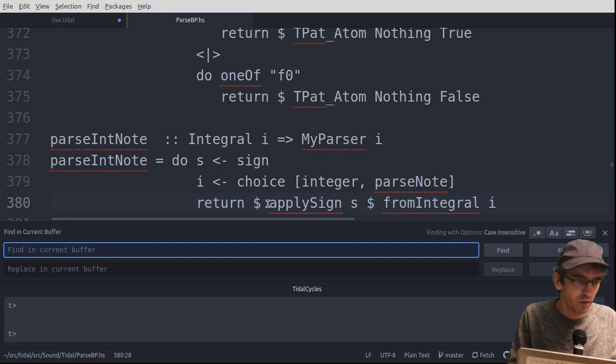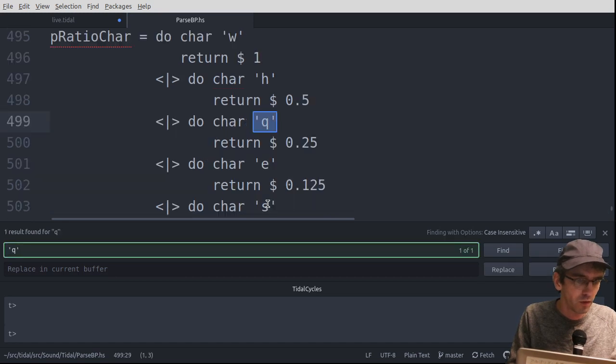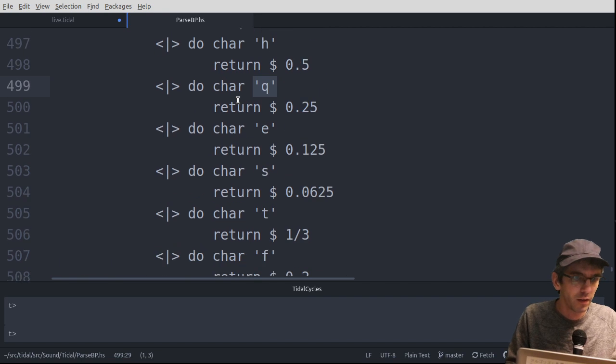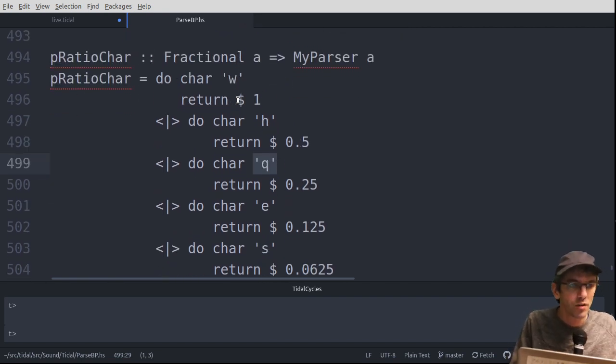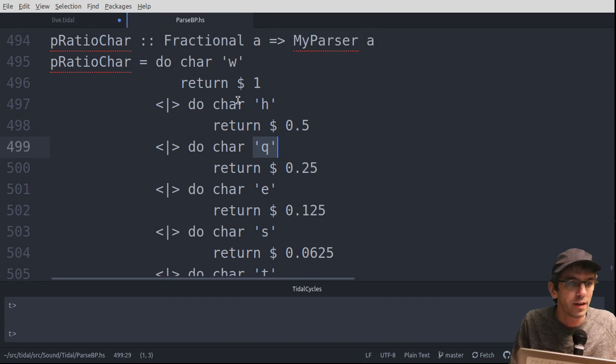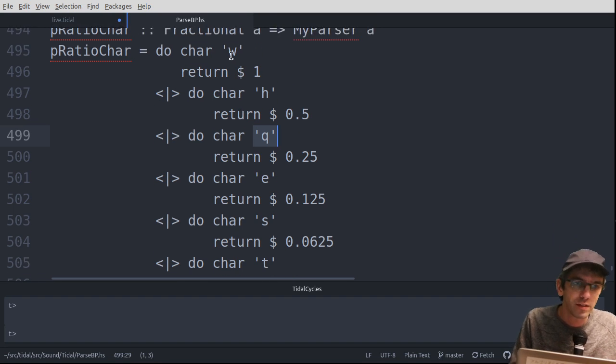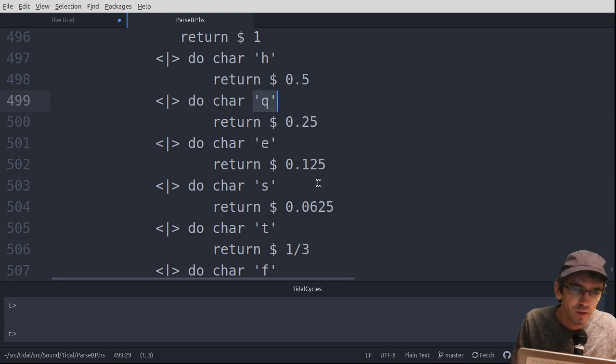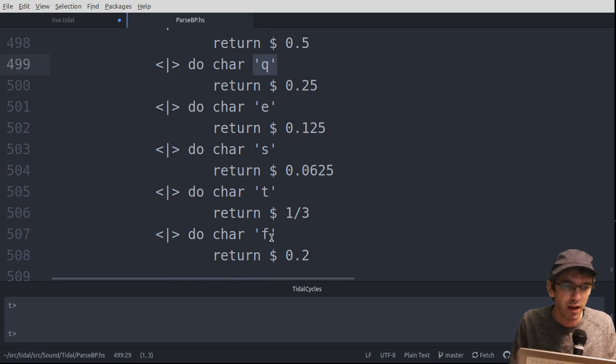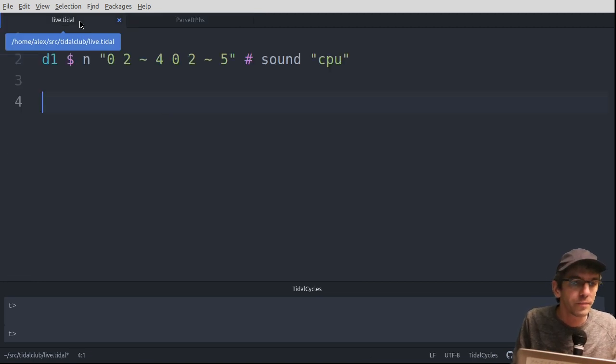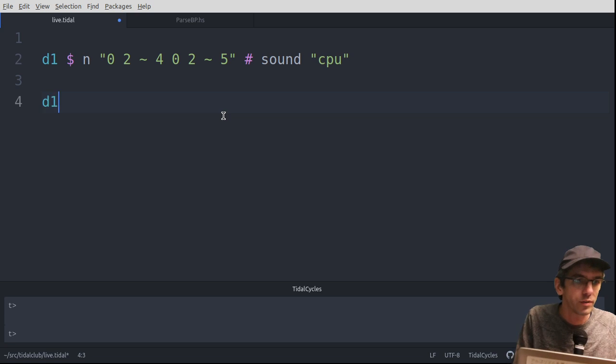Let's have a look. So this is actually the mini notation parser code. And you can see that where it sees W for whole, it returns 1. H for half, it returns 0.5. Q for quarter, 0.25. E is 0.125, so on. S for 16th, then T for third, and F for a fifth. So these are quite useful.